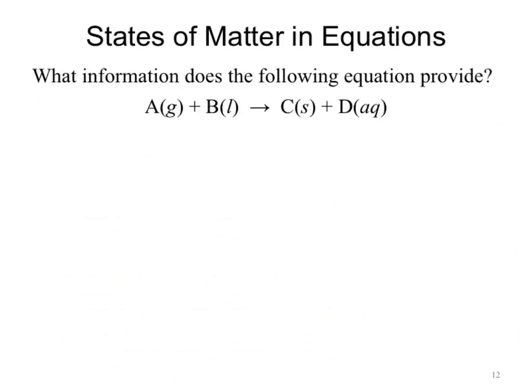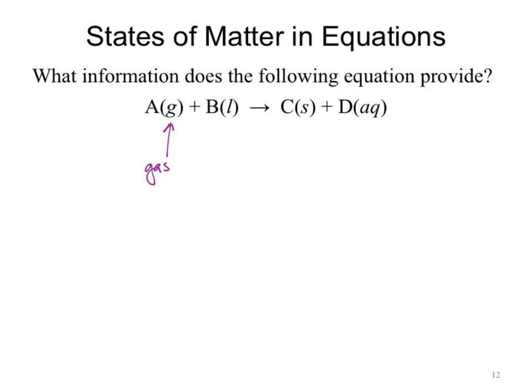I think we'll get to the exact same spot. What information does the following equation provide? So piece it out. Feel free to give me something. Tells you what forms. You've got gas, liquid, solid. Now you've got to slow down. What was the gas? A. How do you know that's a gas? It's got a little G beside it. G beside it means gas.